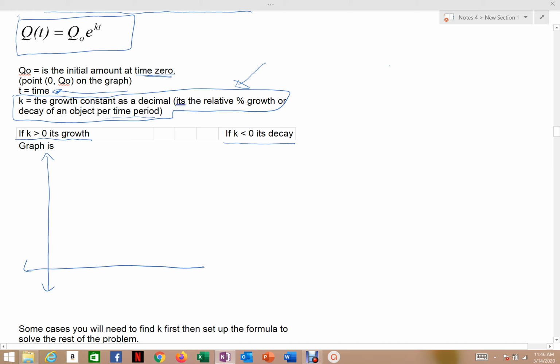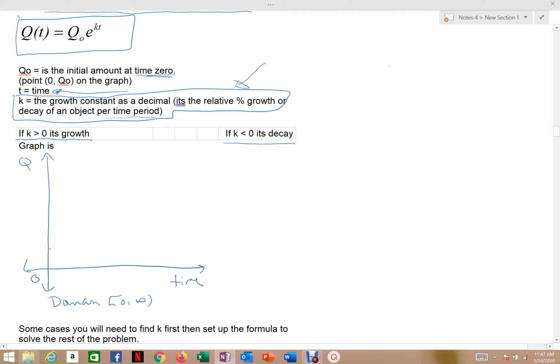It's a growth, and the graph is the following. We only graph in the first quadrant because it's time, right? This is time, and this would be quantity, number of items. And so it's always positive, so we only graph in the first quadrant. Domain would be all real numbers that are positive, 0 to infinity. Time is positive. Quantity is also 0 to infinity.